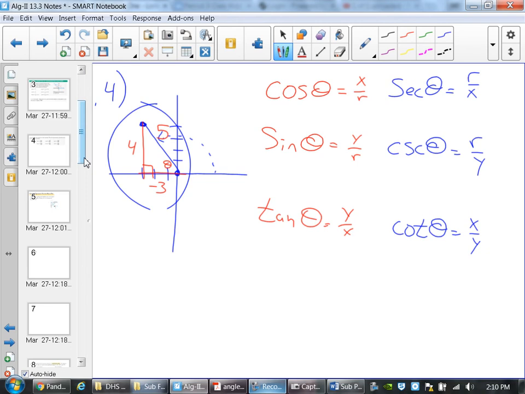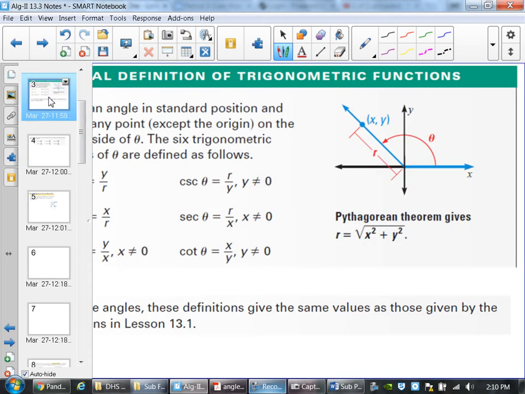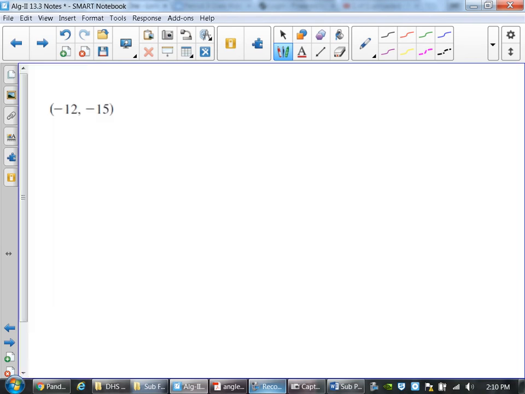Oh, this is out of order. I just forgot. Negative 12, negative 15. Let's write out the 6 trig functions at negative 12, negative 15. You got it.